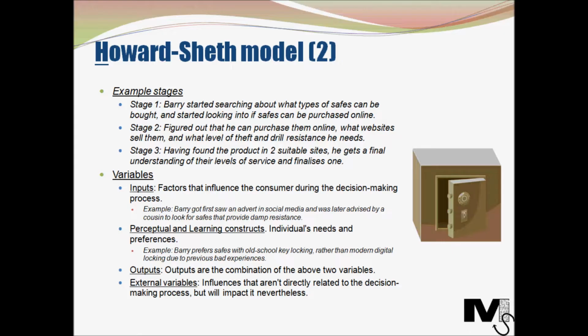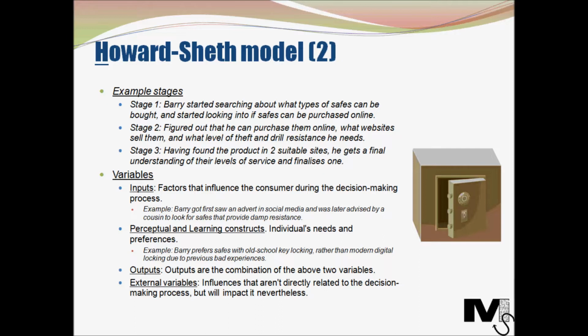In our example, Barry first saw an advert in social media and was later advised by a cousin to look for safes that provide some sort of damp resistance. So these are the inputs that were provided and that influence his decision making. The next variable is perceptual and learning constructs. In the simplest of languages, this refers to the individual's needs and preferences.